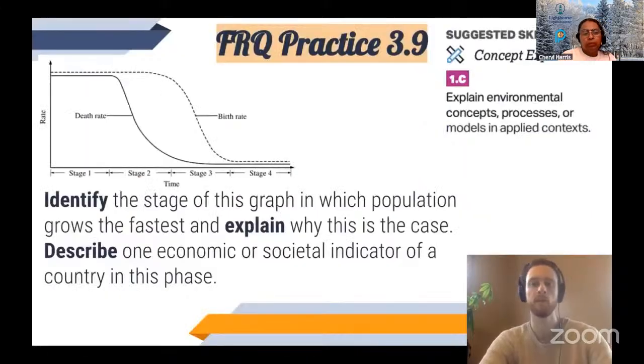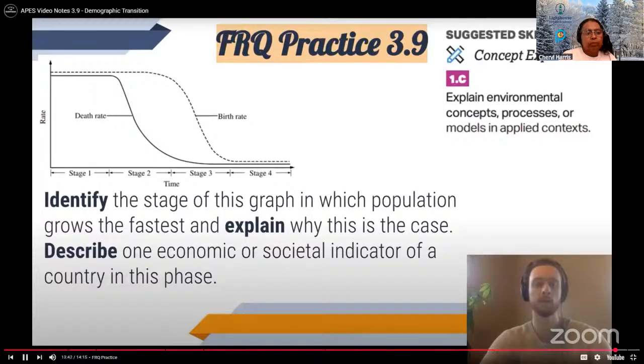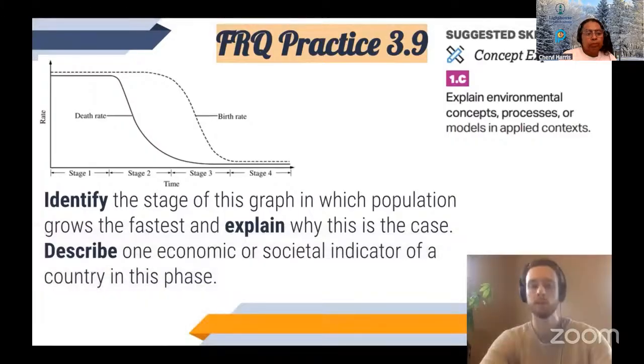So our FRQ practice today for topic 3.9 is going to involve the science skill of concept explanation, specifically explaining a model in an applied context. So what I want you to do here is see if you can identify the stage of this graph in which population grows the fastest and explain why this is the case. But then I also want you to think back to those economic and societal indicators of the different stages we talked about and try to describe one indicator of a country that's in this phase.